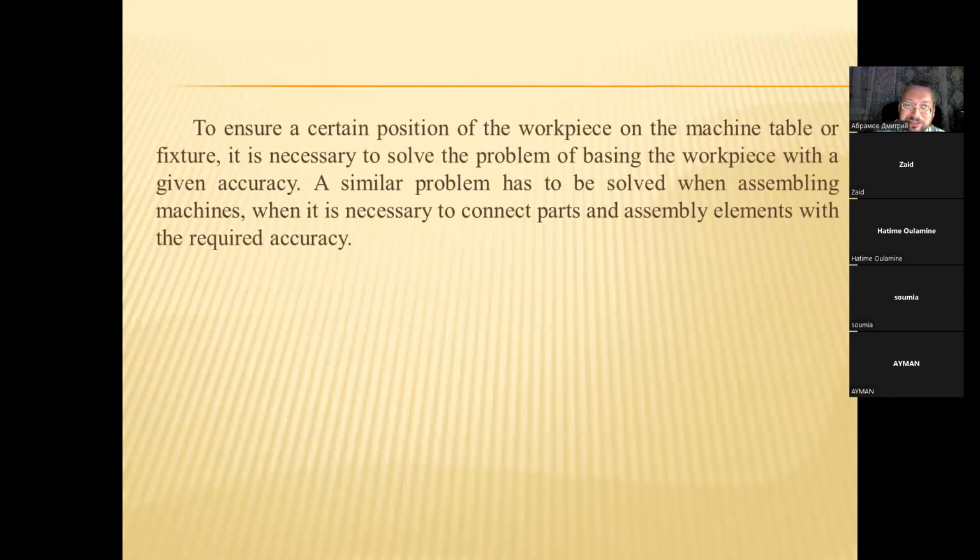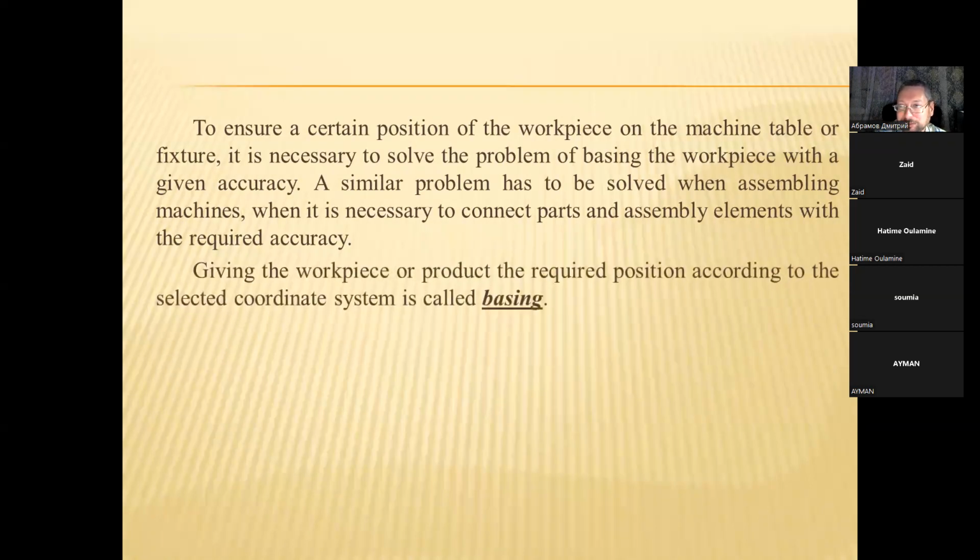To ensure a certain position of the workpiece on the machine table or fixture, it is necessary to solve the problem of basing the workpiece with a given accuracy. A similar problem has to be solved when assembling machines, when it is necessary to connect parts and assembly elements with the required accuracy.